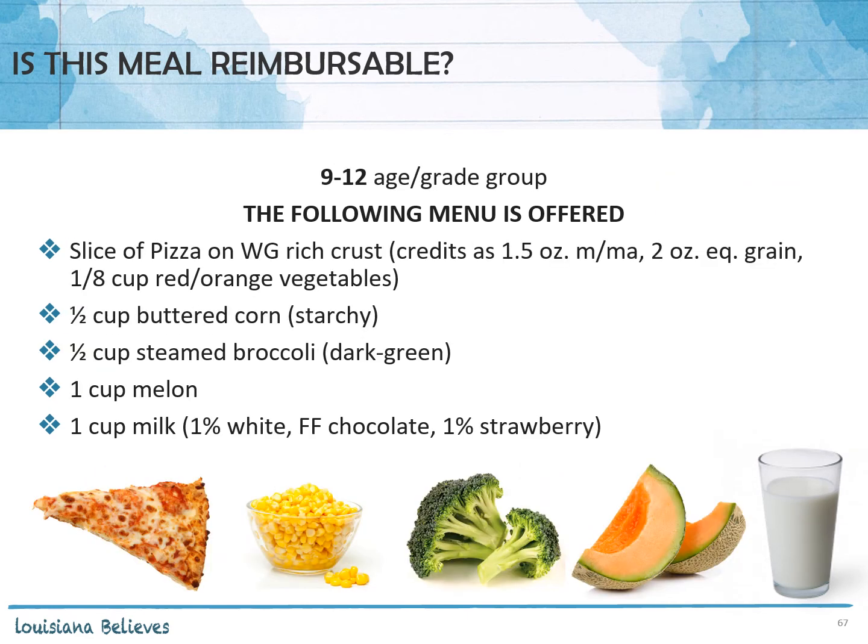Is this 9 to 12 age grade group lunch reimbursable? It includes a slice of pizza on whole grain rich crust which credits as 1.5 ounce meat alternate, 2 ounce grain equivalent, an 1/8 cup of red orange vegetables, a 1/2 cup of buttered corn, a 1/2 cup of steamed broccoli, 1 cup of melon, and 1 cup of milk, 1% white, fat-free chocolate, or 1% strawberry.